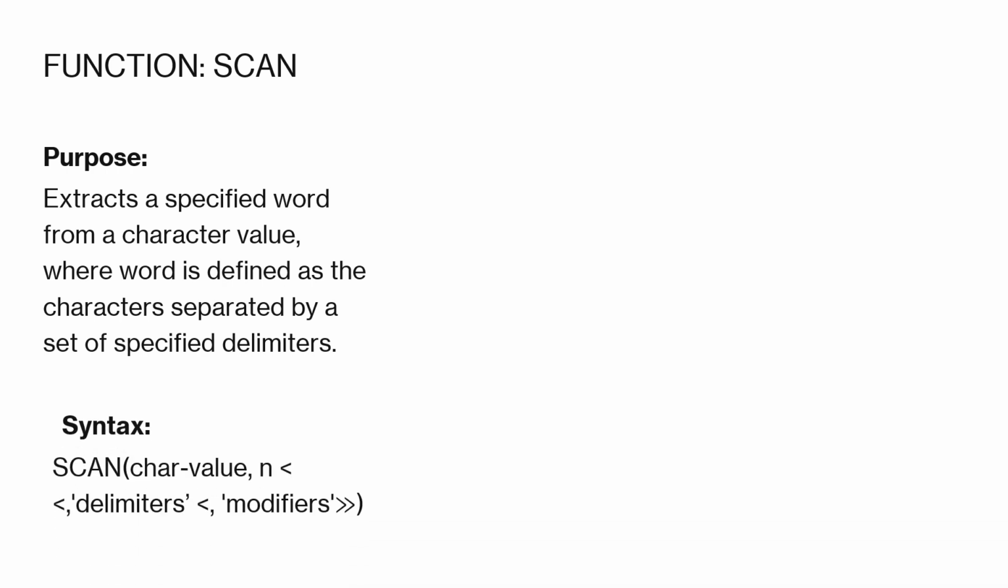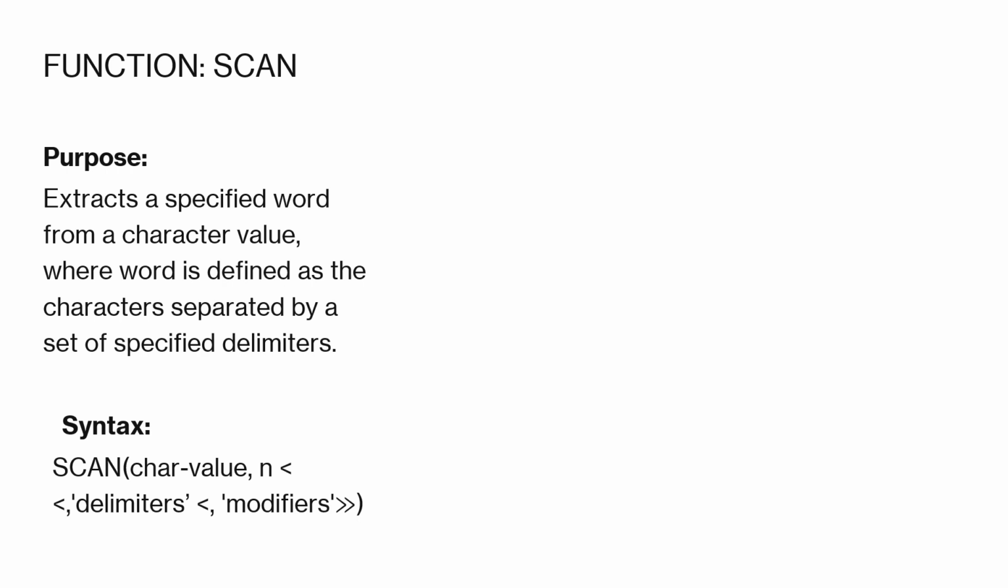Coming to the syntax of scan function, we will mention the scan function and in brackets we will mention the character value which can be any SAS character value. Then after a comma, we will give the n value, which is the nth word in the string. If n is greater than the number of words, the scan function returns a missing value. If n is negative, the character value is scanned from right to left. A value of 0 is invalid.